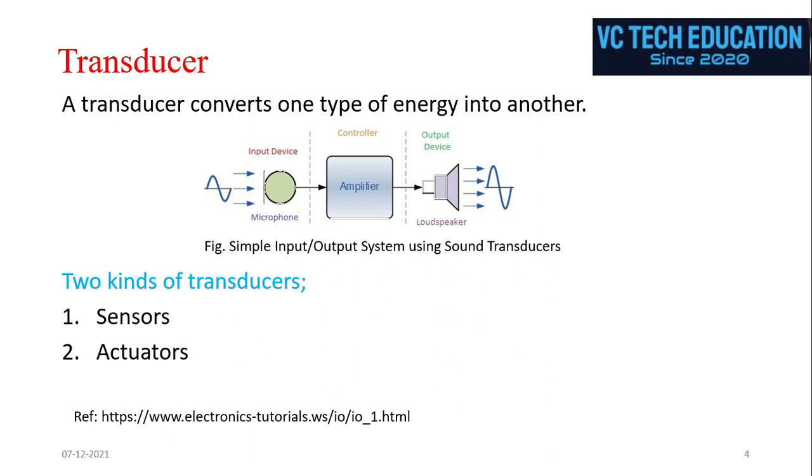Here, as an example shown, a simple input-output system using sound transducers. Here, microphone is an input device, loudspeaker is an output device, amplifier is a controller. So, input-output between processing unit. The processing or controlling unit is an amplifier, which collects the input signals through microphone and amplifies it and gives an output through loudspeaker. There are two kinds of transducers, one is sensor and another is the actuator.